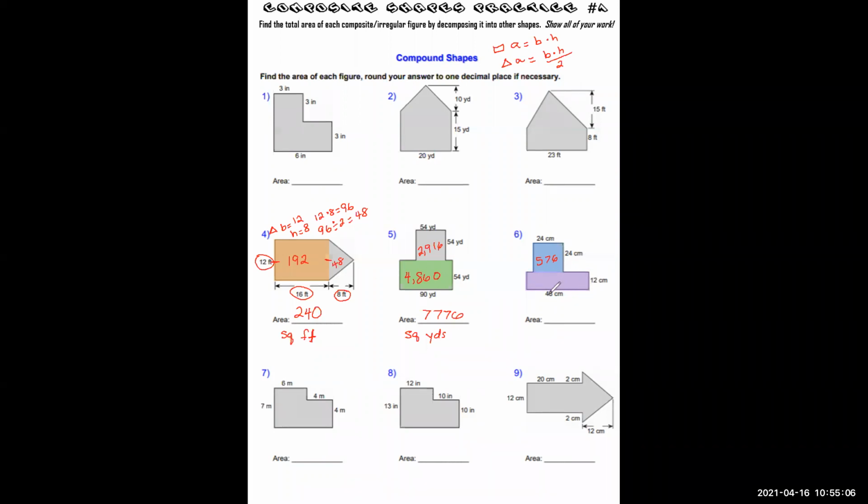And now this purple rectangle, the base is showing me is 48. The height is showing me is 12. 48 times 12 is also 576. So if I add these two areas together, I get 1,152. That's what I would type into the answer box. And now I can write my units. I see it's in centimeters. So it is square centimeters.